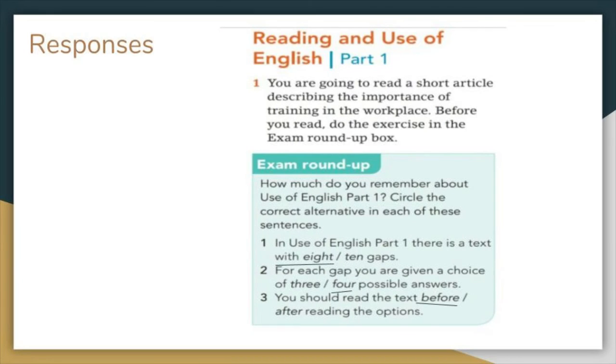And now you can check the answers, which for number 1 is: in use of English part 1 there is a text with 8 gaps. For number 2, for each gap you are given a choice of 4 possible answers. Number 3, you should read the text before reading the options.